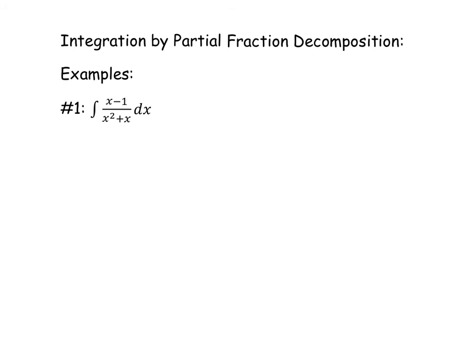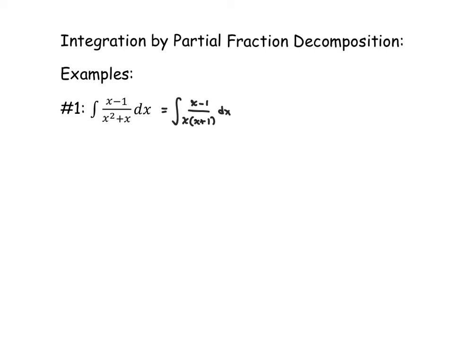Okay, so this meets the requirements or the criteria for partial fraction, where the denominator is factorable and the power of the numerator is less than that of the denominator. So I've got a linear function over a quadratic where the quadratic is factorable. So let's get to it. First thing you want to do is factor the denominator. So I've got x minus 1 over x times x plus 1.